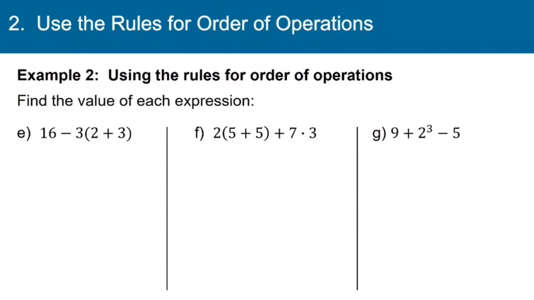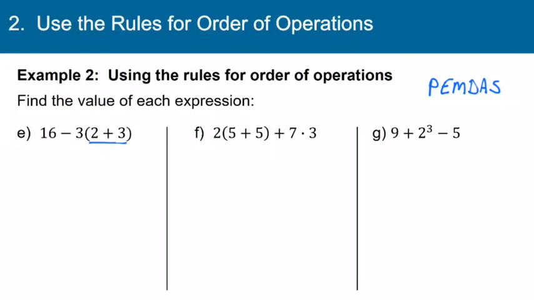Okay, now let's practice just a little more with our rules for order of operations. Here we have 16 minus 3 times 2 plus 3. So remember your acronym, PEMDAS. So first we need to do any operations that are inside grouping symbols, and here I see a grouping symbol, our parentheses. So I'm going to underline the 2 plus 3 and do that first. 2 plus 3 is 5.